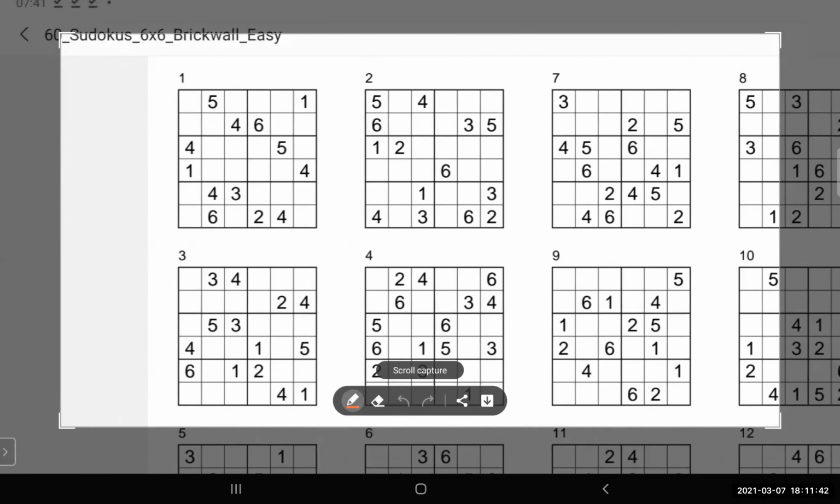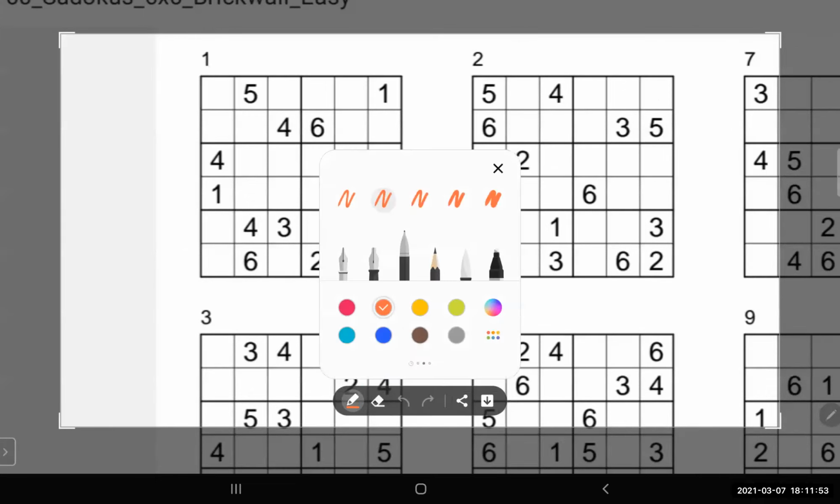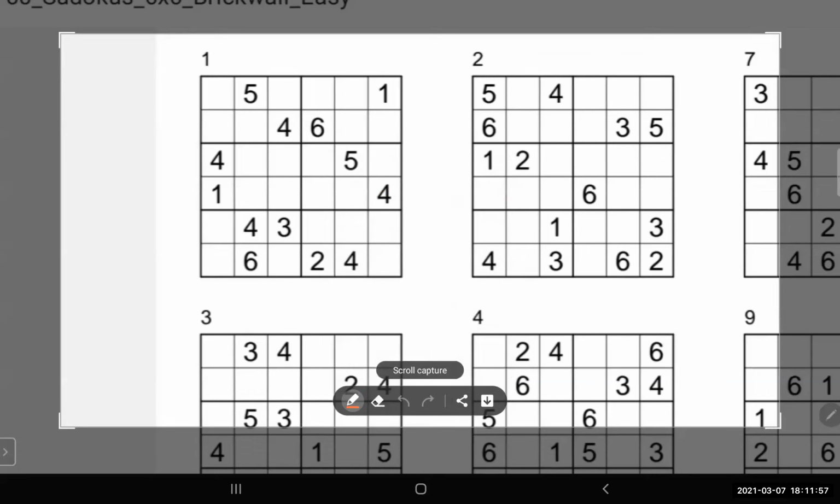Should we quickly try and solve one? 6 by 6, which we learned last week in last class. Padmara, why don't you solve puzzle 1? Yes, sir.